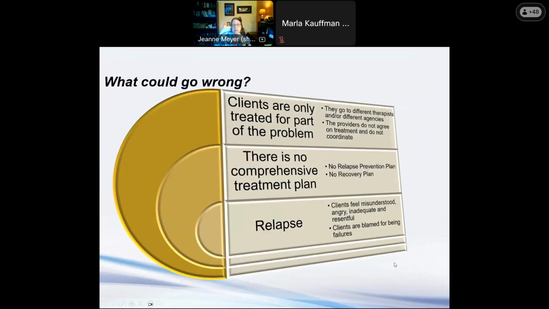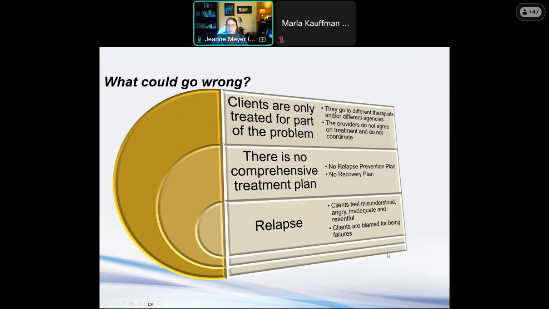So then clients end up only being treated for part of the problem. The providers may not agree on treatment and they do not coordinate with each other. There's no comprehensive treatment plan, no relapse prevention plan, no recovery plan. And then the clients will relapse, whether with trauma symptoms or with their addictive behavior.